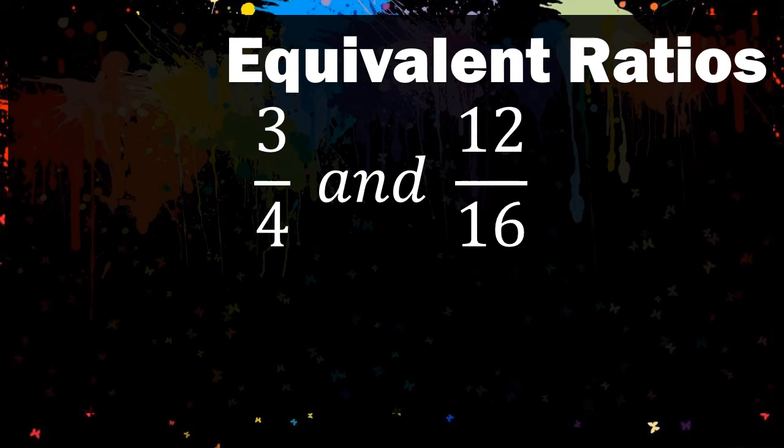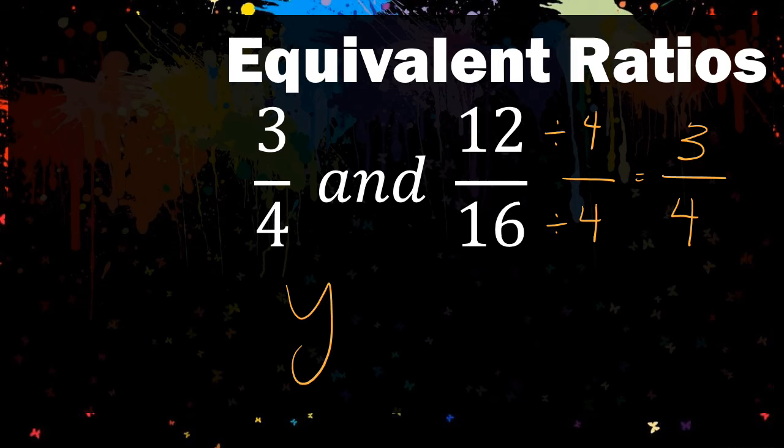3/4 is already simplified. 12/16, our greatest common factor here is 4. So when we divide, 12 divided by 4 equals 3, and 16 divided by 4 is 4. So we know that, yes, these are equivalent ratios because 3/4 is equal to 3/4. So the key for equivalence is simplify.